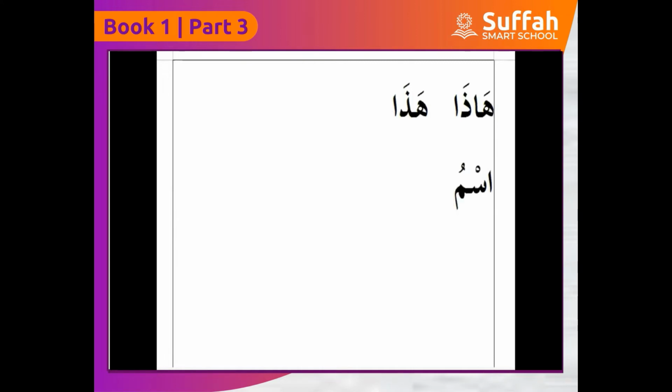Ismul Ishara. Ishara, and this is Ta, having 2 nuktas on it. It is said Ta, Ishara, and then there is a kasra on it. Ismul Isharati means demonstrative pronoun.